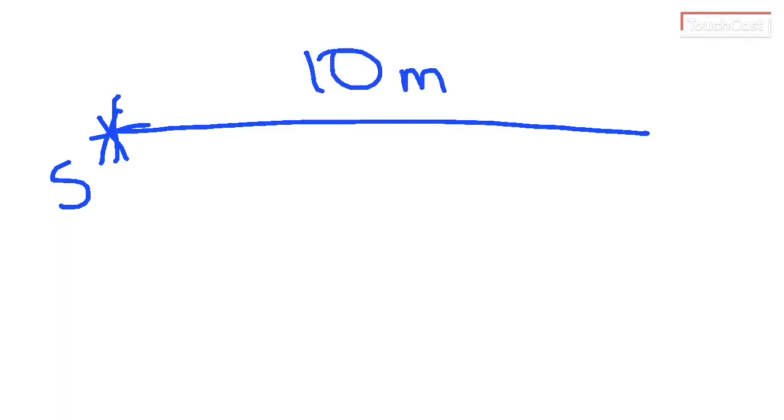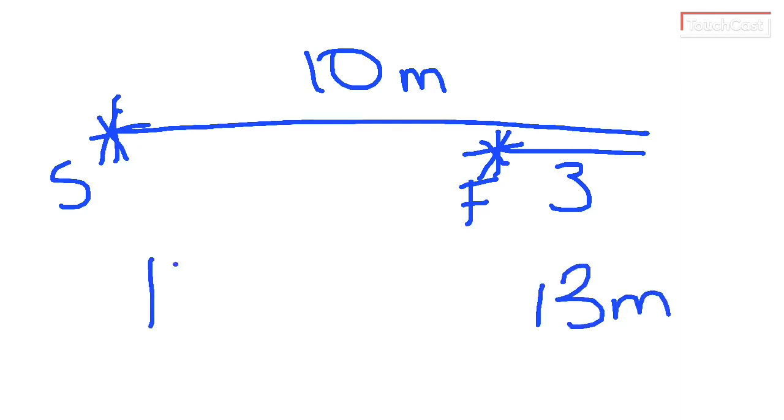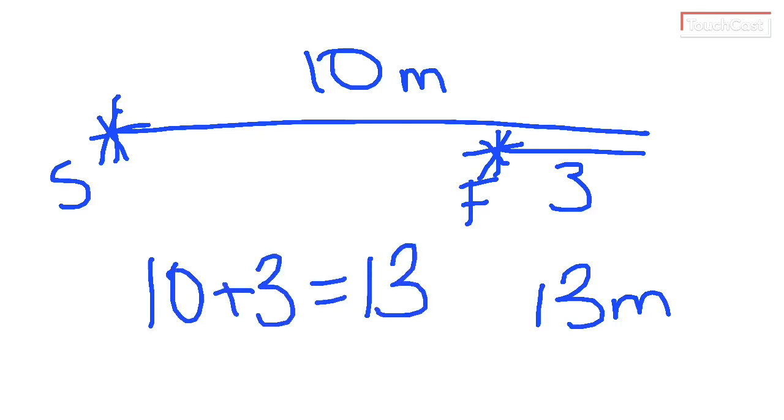But then we turn around because we realize we missed our destination and we walk 3 meters back, and then we are at our finish line. The actual distance we covered totals 13 meters. The reason why? We walked 10, we walked 3 more, and so we walked 13 total meters.